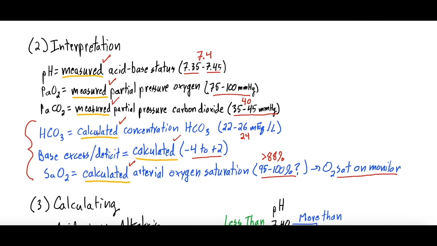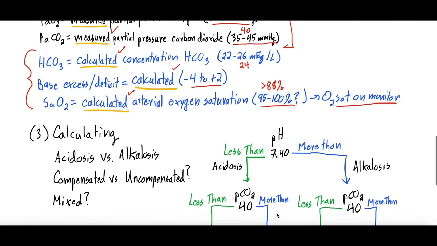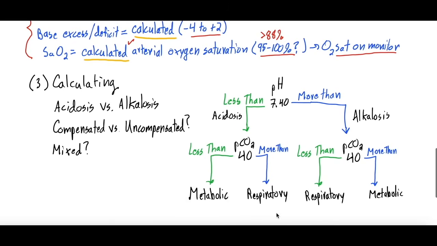All right, so these are all calculated values, whereas these are measured values. So these are the much more important values that we look at because they're directly measured from the blood gas. All right, and the last part of this video is going to be an introduction to calculating acid-base status.